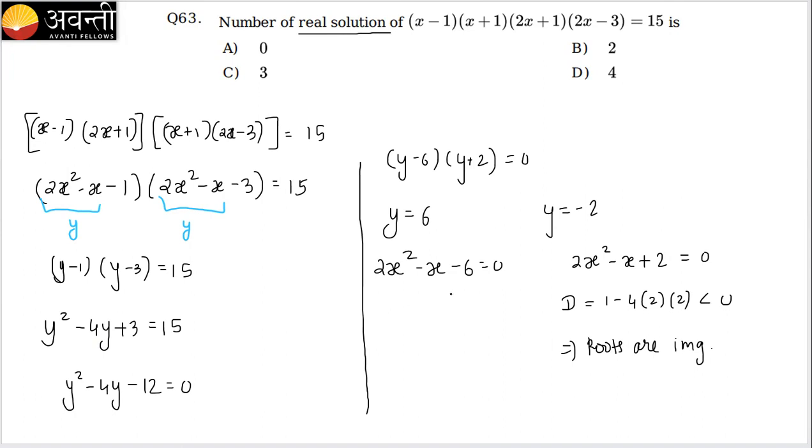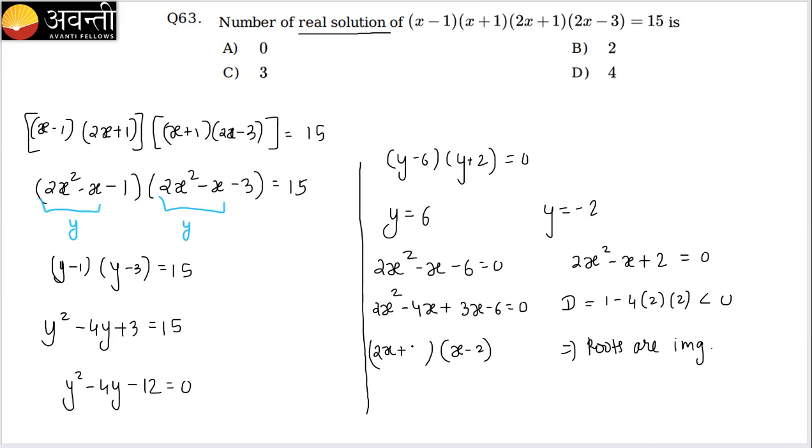Let's factorize this. Is this factorizable? 4 3s are 12, right? So 2x square minus 4x plus 3x minus 6 equals 0. So I can take 2x common, and what will I be left with? x minus 2, correct? And here I'll take 3 common.